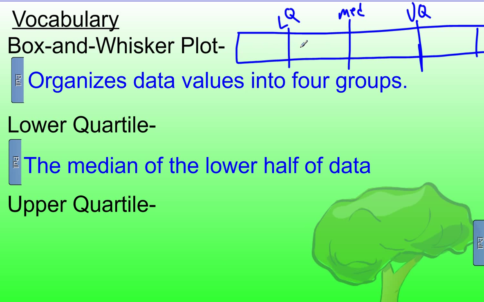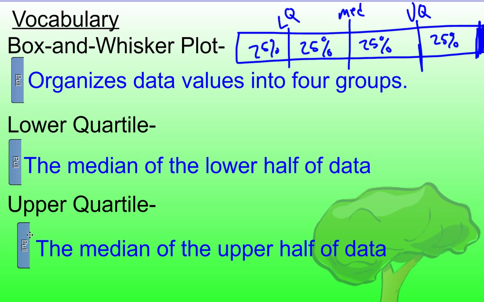And I want you to see what we have. We have 4 groups. 1, 2, 3, 4. Ignore all that stuff out there. We have 4 groups. Each group contains 25% of the data. Upper quartile, hopefully you know already, it's the median of the upper half. It's the middle of that upper half of the data.